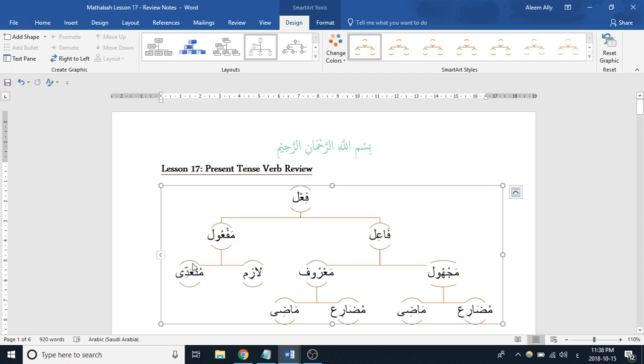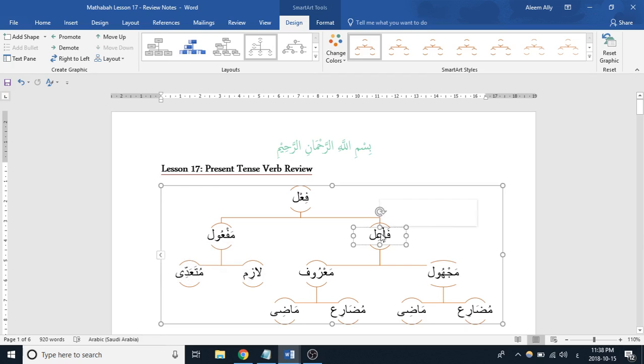Then there's another case where verbs can be muta'addi, which means that they can have an object, right? And that would be something like daraba, right? So Faraz hit Uzair. Daraba would be hit. And we need to know who is being hit, right? So a verb like that would be muta'addi.